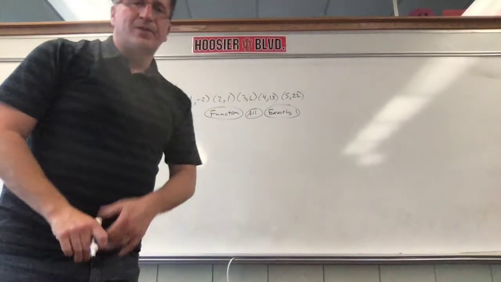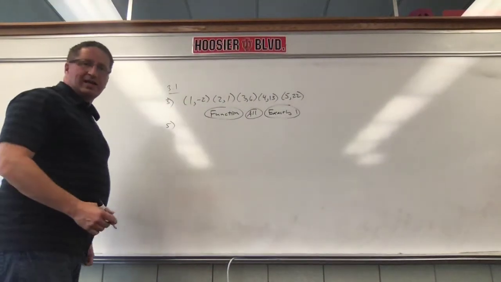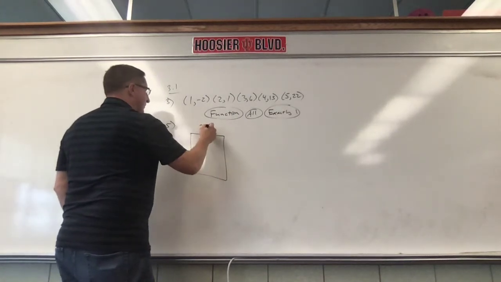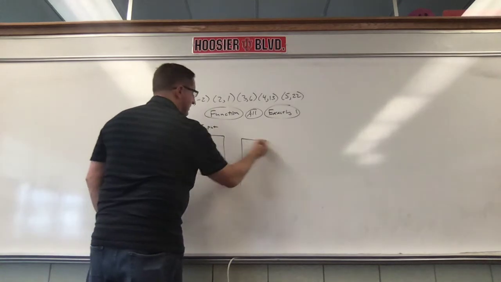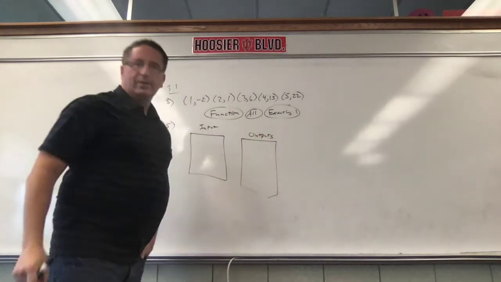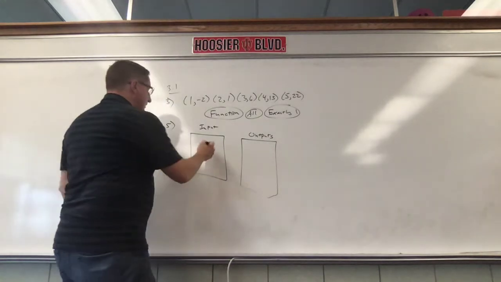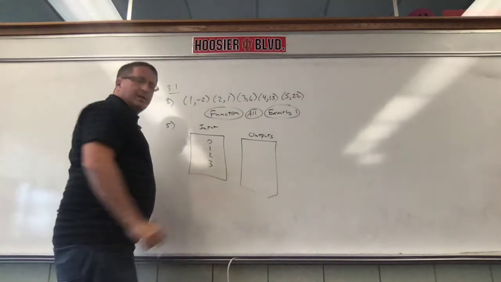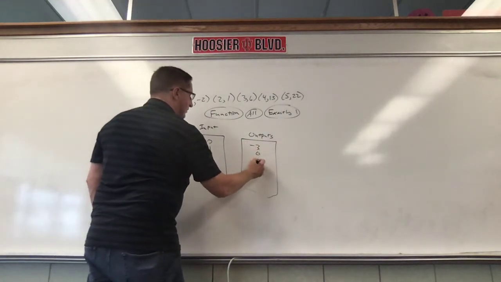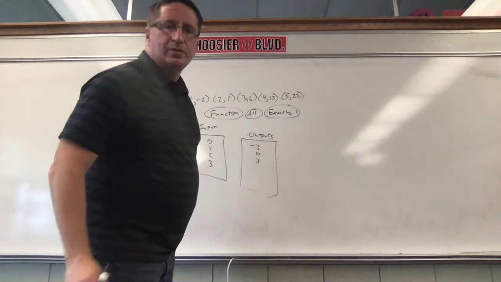Okay, so let's look at question number 5. Every input has exactly one output. Question number 5, what do we got here? This is a different kind of drawing, but it's the same basic thing. They give you a box that has inputs and a box that has outputs. We have the numbers 0, 1, 2, 3, and then we have negative 3, 0, 3, 2, 1.